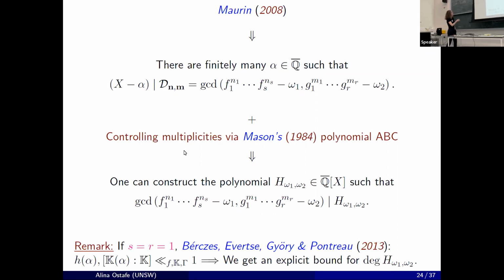And let me mention that when S equals 1 and R equals 1, this is really a question about intersection of plane curves with division groups. And we know that the height of such alpha, so such roots, and the degree, so we have explicit bounds, which will give us an explicit bound for the degree of such polynomials, which in general is not available. So the result of Maurin is effective, but no bounds have been worked out.